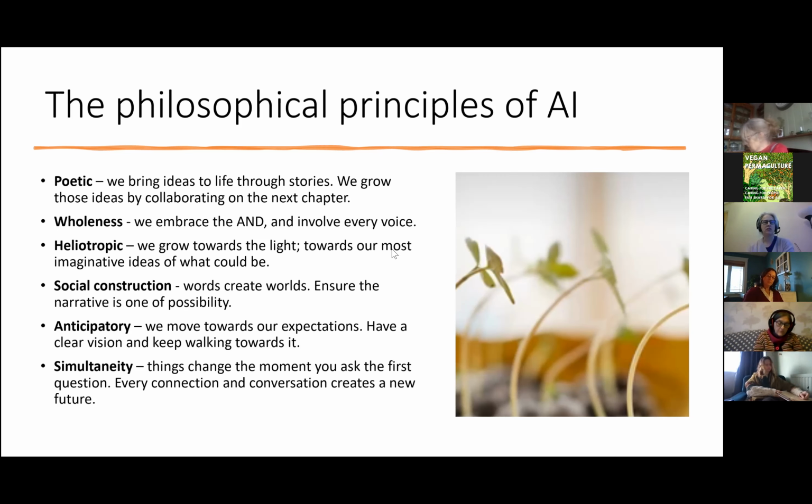And anticipatory, that's a bit like heliotropic, really. If we have an idea of where we want to get to and a clear vision, it makes it easier to go in that direction. If we anticipate good things, then it will be a self-fulfilling prophecy and will make good things happen. And simultaneity is another word that I really enjoy. Things change the moment you ask your first question. The first conversation you have with somebody, what we're doing now is changing the future.